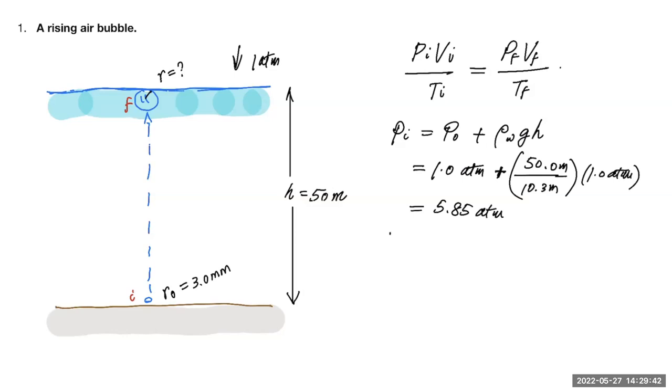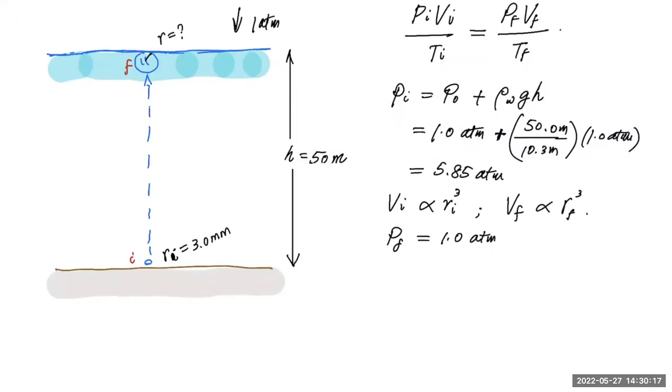The volume at the bottom, I only know the radius, but the volume is proportional to R initial to the power 3, and also V final is proportional to R final to the power 3 as well. It's a spherical bubble, we assume. Now, that's P, that's V. In fact, I also have to find P final. P final is at the top, that's 1.0 atm. And then T initial and T final.